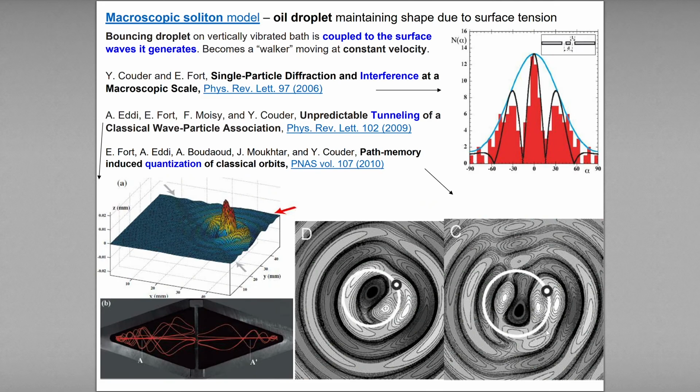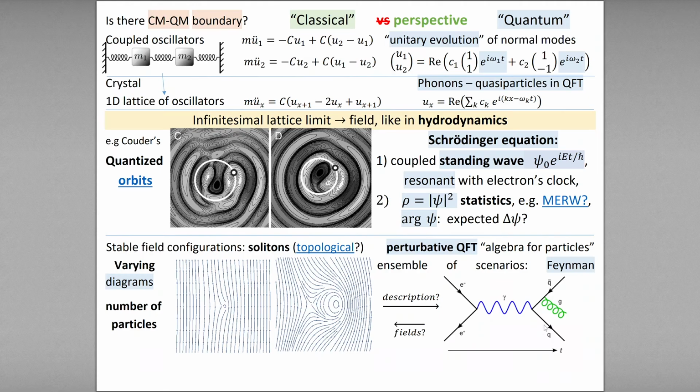Okay, again, these are Couder's experiments. So here is a, let's say, philosophical slide. There is this question: where is this classical quantum mechanical boundary? For example, for coupled oscillators, we could write these classical differential equations. However, you could write these equations in normal modes, and if you do it in normal modes, we get a kind of unitary evolution of this normal mode. So we can say that solving this system in normal modes, you get a kind of quantum description.